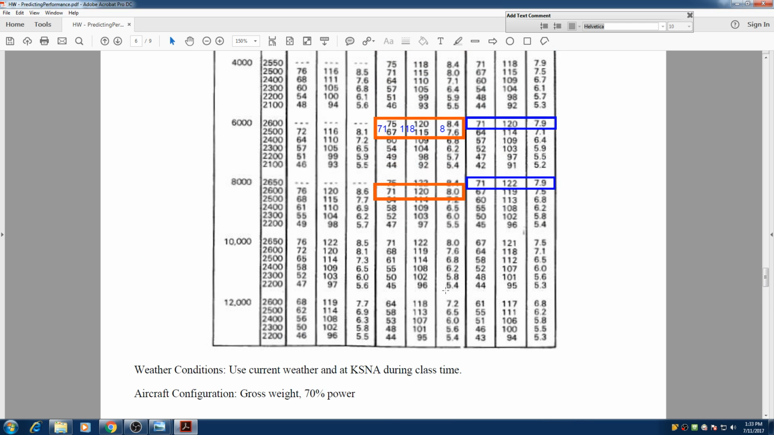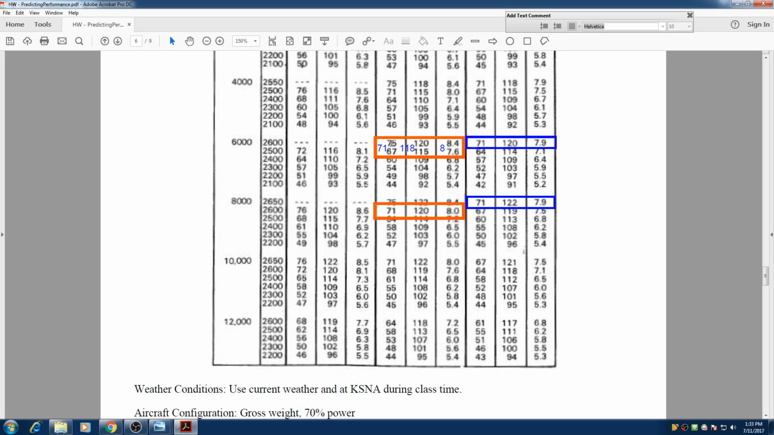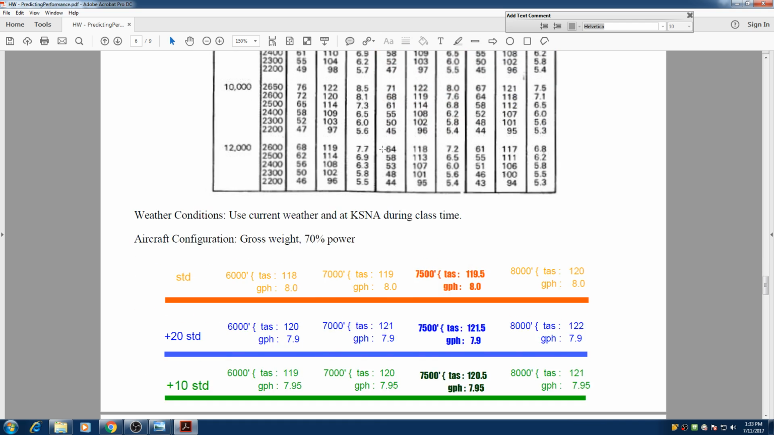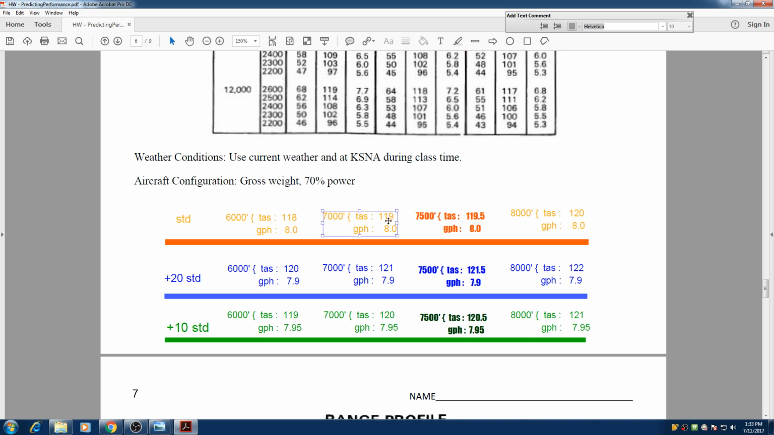We're going to make sure that we are only interested in 70% power. We are not interested in 58 or 75 or 47. These are the power settings, and we are being told to calculate 70%. In this case, we didn't have 70%, so we interpolated between these two numbers to create the 70%. Between these two numbers is 118, and between these two numbers is 8 gallons. So these are the values for 70%.